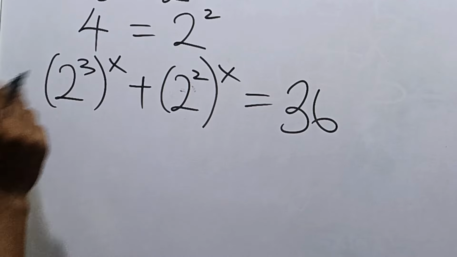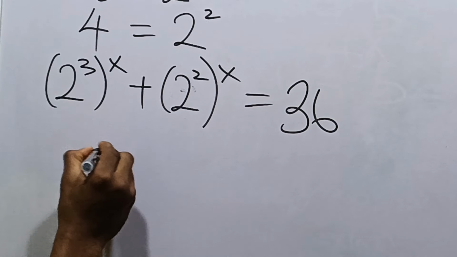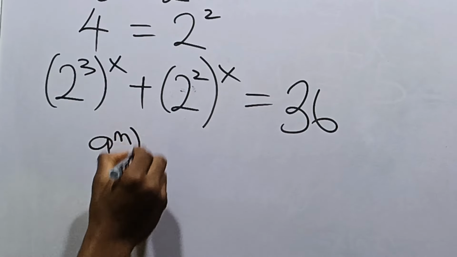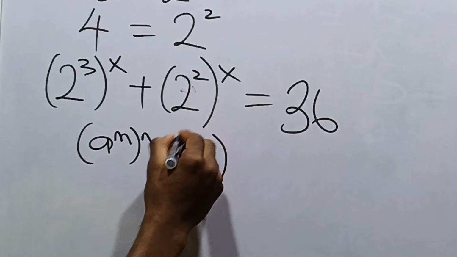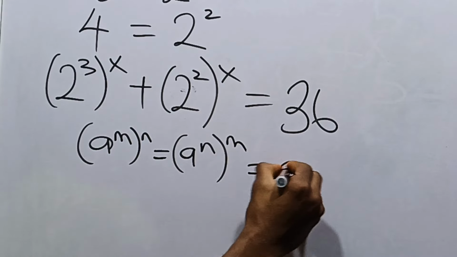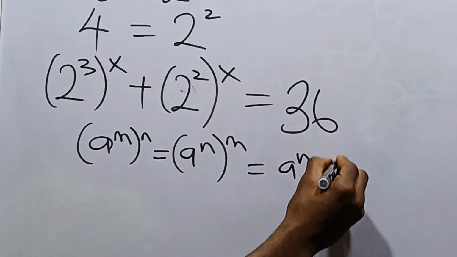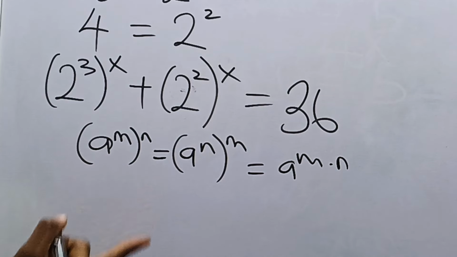Now from here we can say that when we have a raised to the power m raised to the power of n, it's equal to a raised to the power n raised to the power of m, which is equal to a raised to the power m multiplied by n. So when this exists, you know it's a commutative relation.